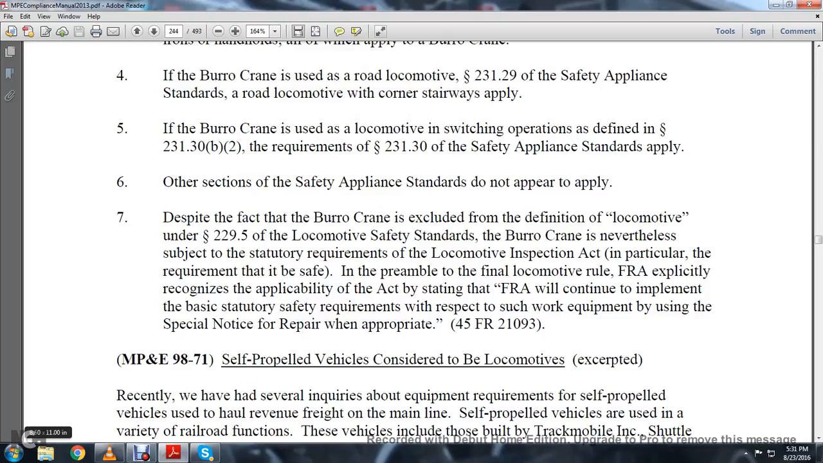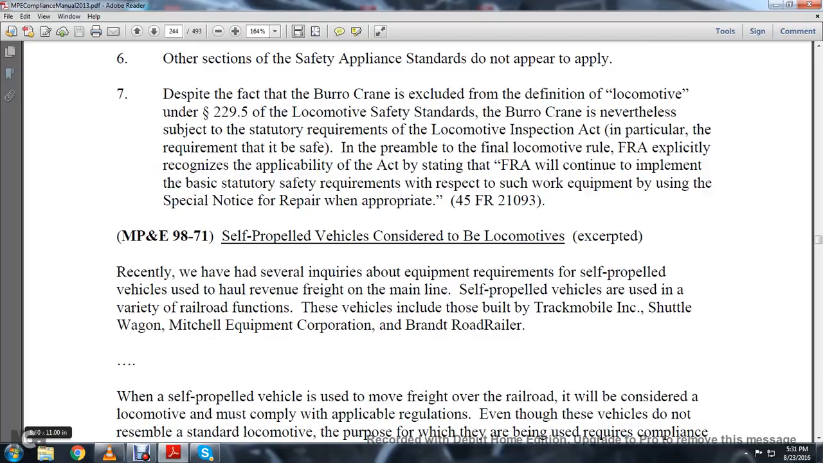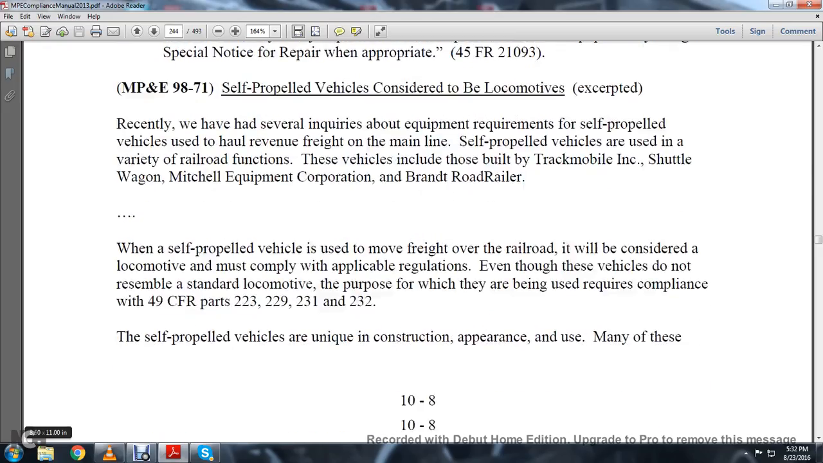Title 45, Federal Register 21093. Motor and power equipment, self-propelled vehicles considered to be locomotives, excerpted. Recently, we have received several inquiries about the equipment and requirements for self-propelled vehicles that haul revenue freight on the main line. The self-propelled vehicles are used in a variety of railway functions. The vehicles include those made by Trackmobile, Shuttle Wagon, Mitchell Equipment Corporation, and Brandon Road Railer.